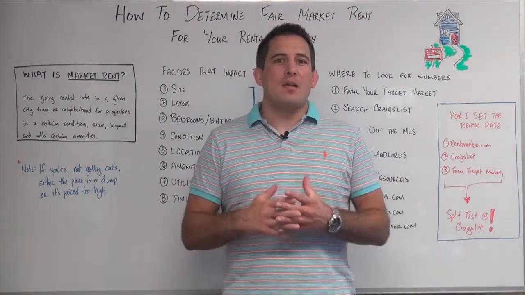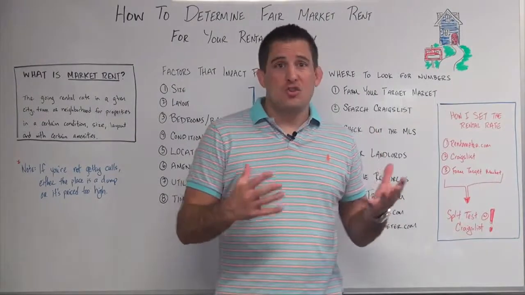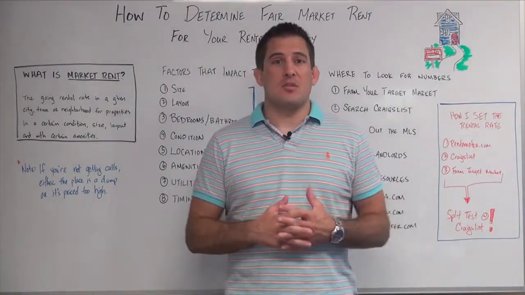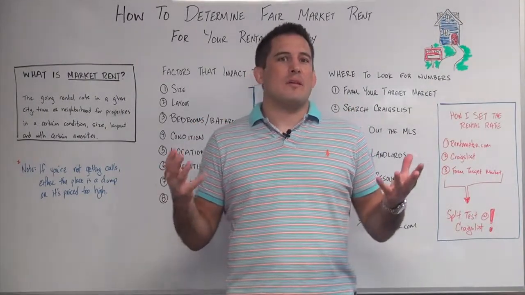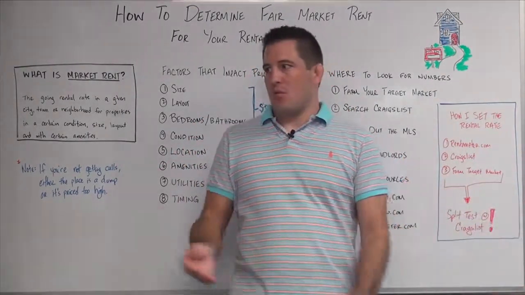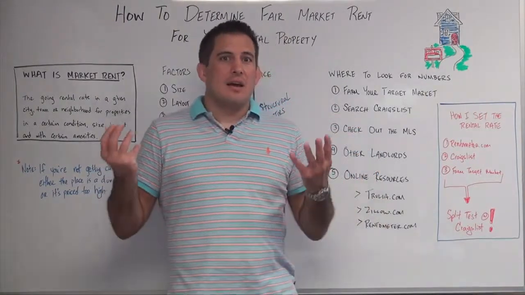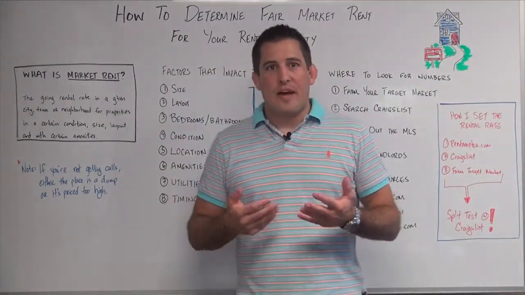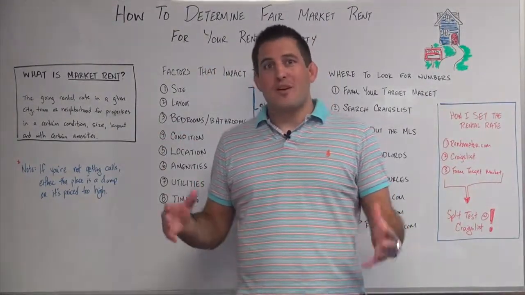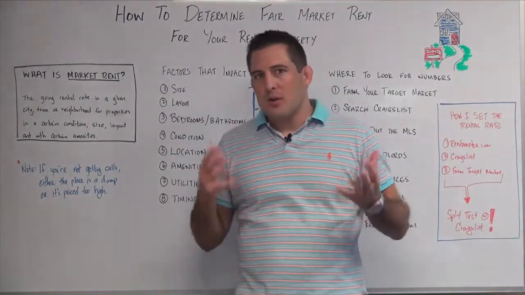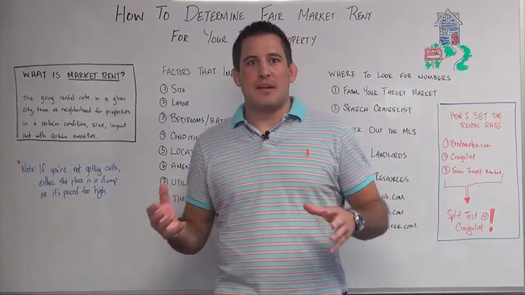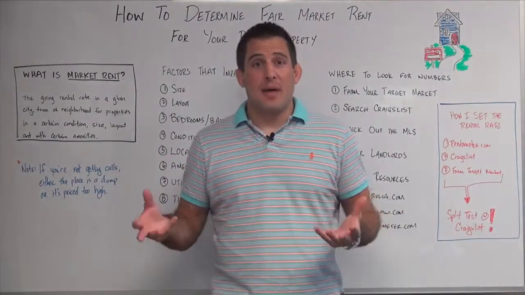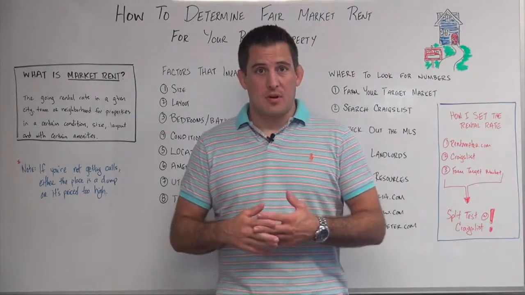Today we're going to talk about how to determine what to charge for your property as far as a rental rate. If you've got a rental property, how do you determine if you can charge $5,000 a month or $5 a month? It comes down to a couple simple factors, but the first of which is what we call market rent. Market rent is the idea that there's a certain amount of money that people in the marketplace are going to pay for a given property.